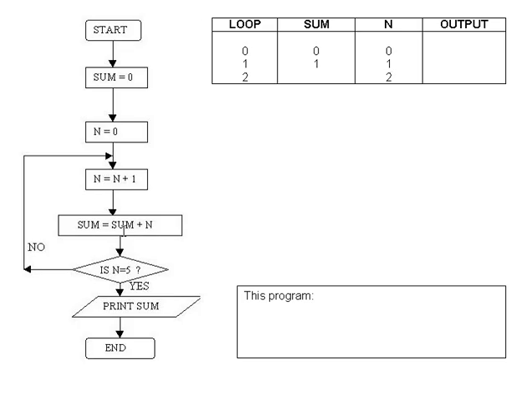And then sum is equal to sum plus n. So sum is currently 1, so the current value of sum is 1. We add to it the current value of n, which is 2, so 1 plus 2 gives us 3. We're down to the end of the loop here. Is n equal to 5? Nope, current value of n is only 2, so we go through the loop again.